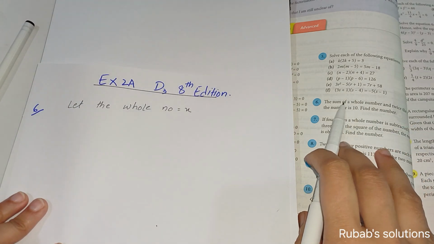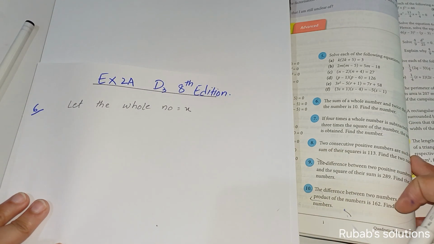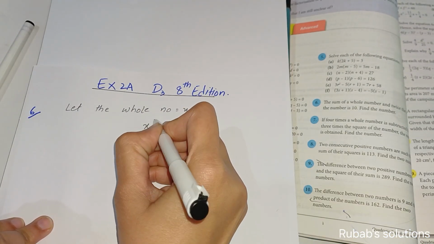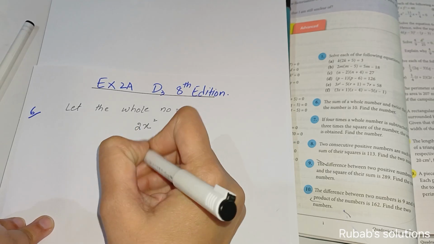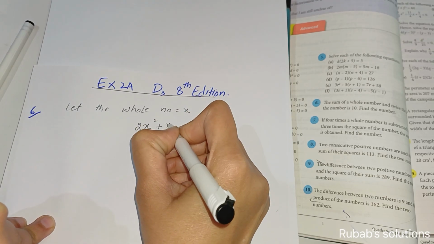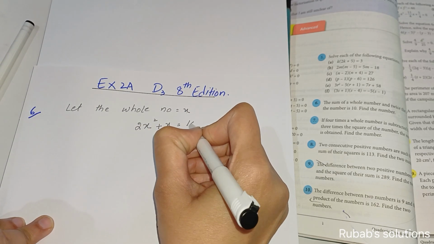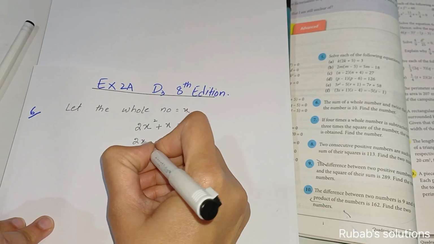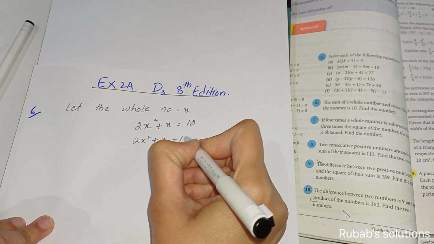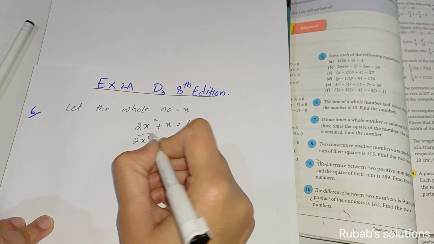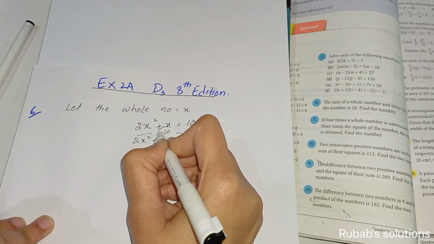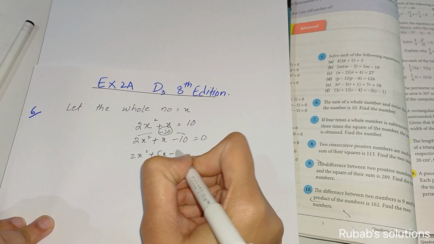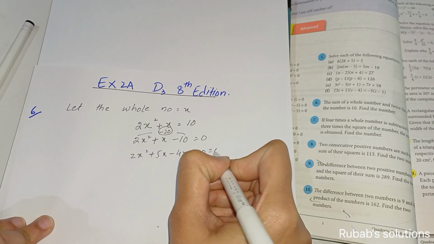The sum of the whole number and twice the square means, first of all, you have to take the square of this number. Twice means 2 times, and the sum with itself x is equal to 10. Find the number. Basically we have to find the whole number, so I have to shift this on one side. 2x square plus x minus 10 is equal to 0, and now this will be minus 20. That means you have to split it: 2x square plus 5x minus 4x minus 10 is equal to 0.